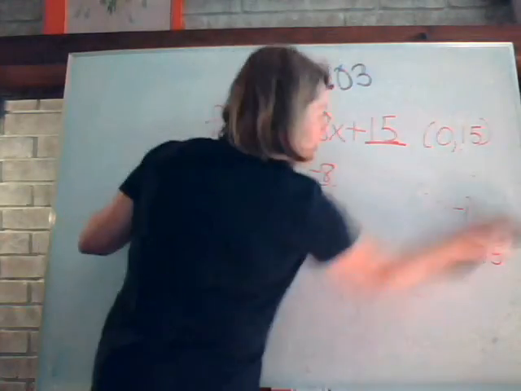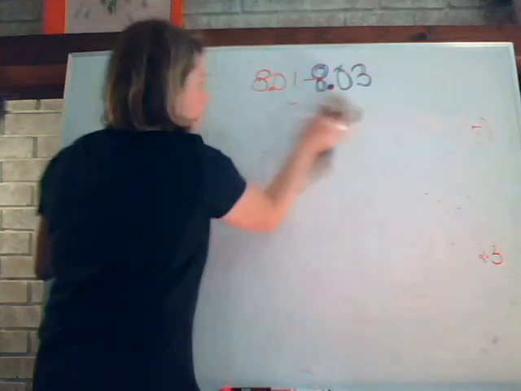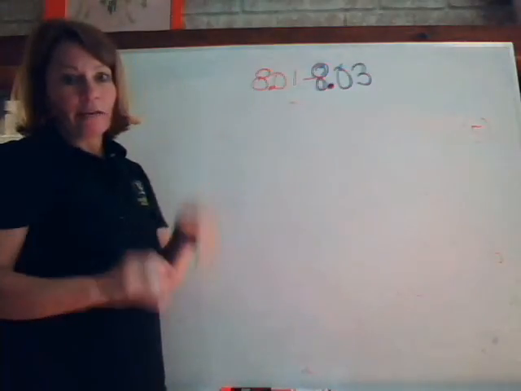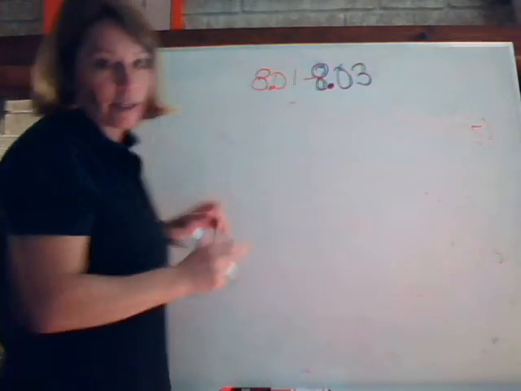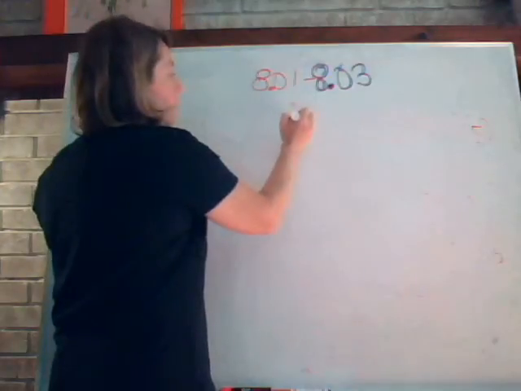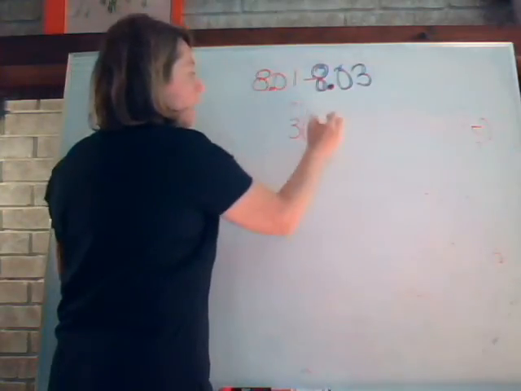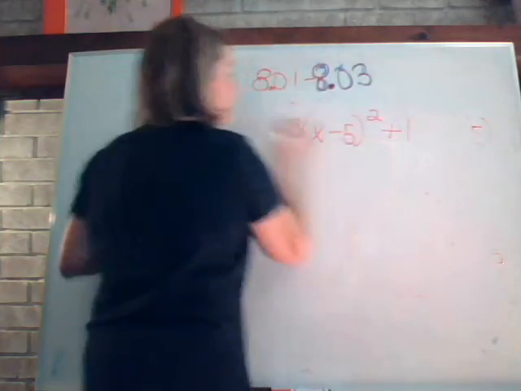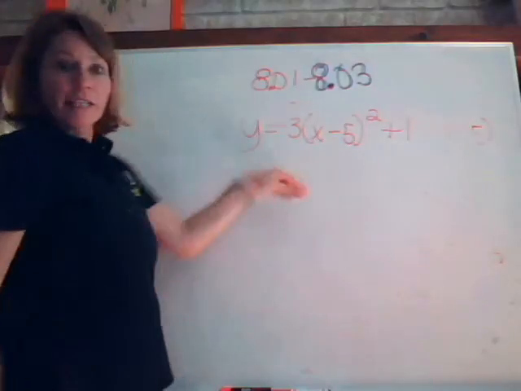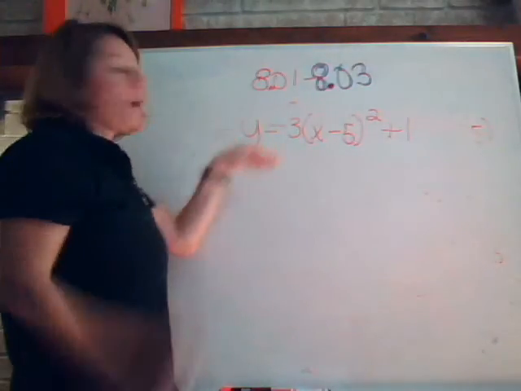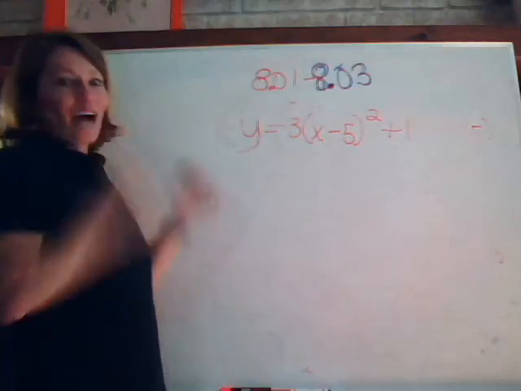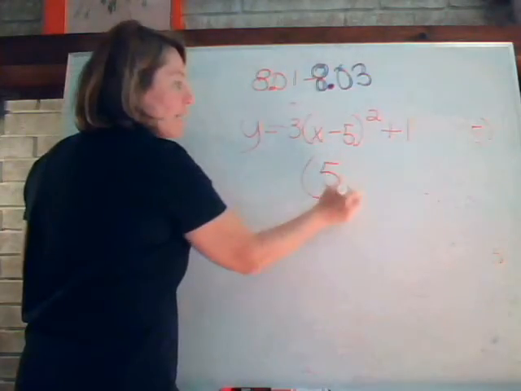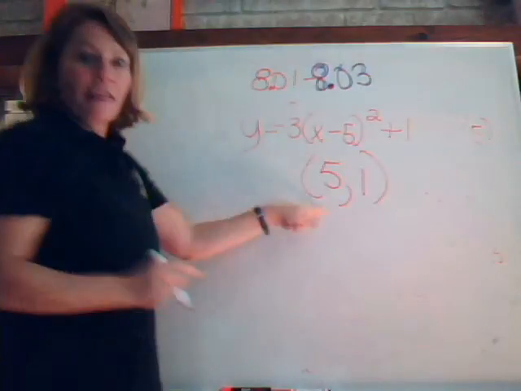Okay, that's standard form. Now vertex form. For vertex form, you just need to be able to look at the equation and decide what the vertex is. If you have 3x minus 5 squared plus 1, what is our vertex? I hope you're saying: opposite h and the same as k. There's your vertex.